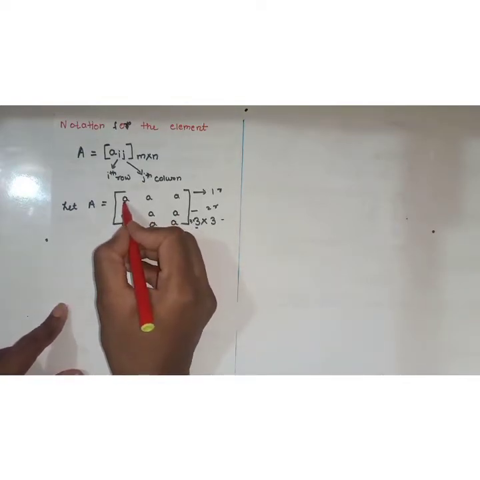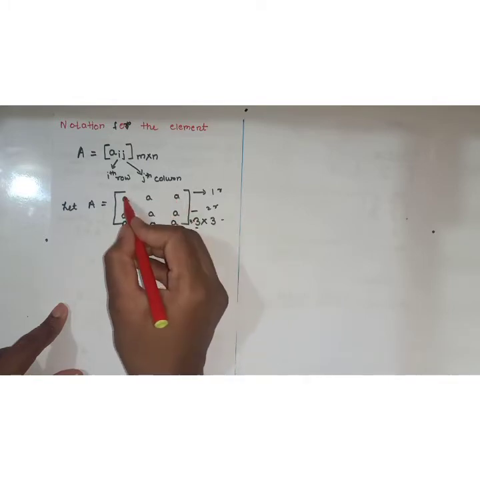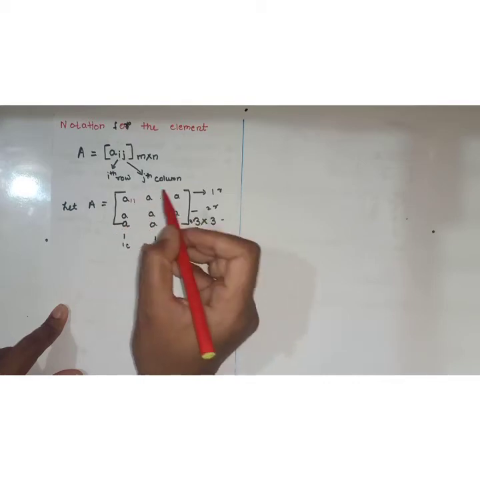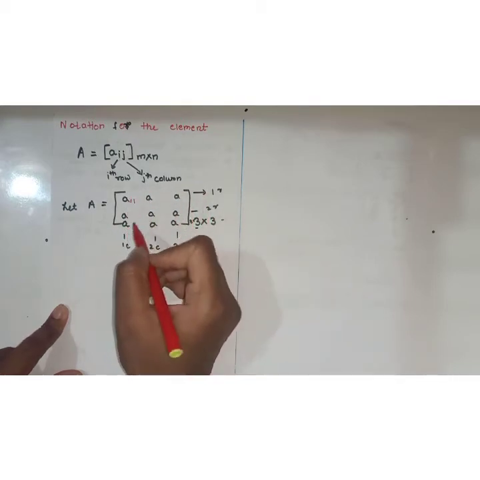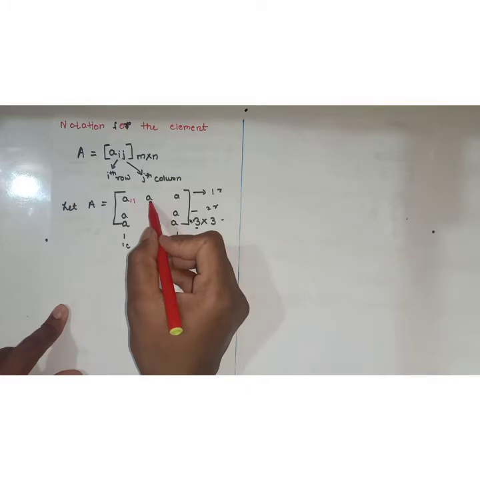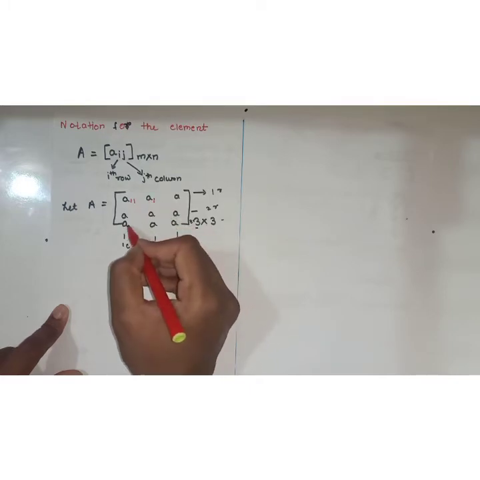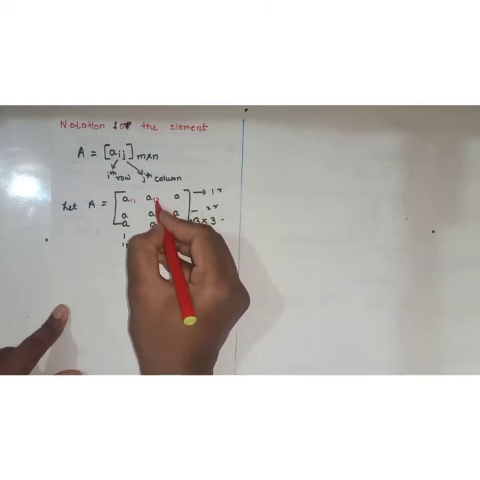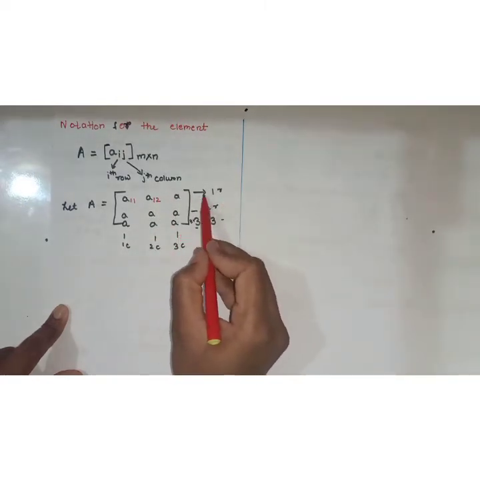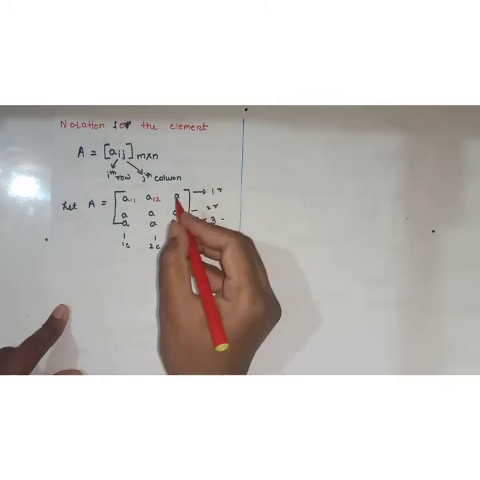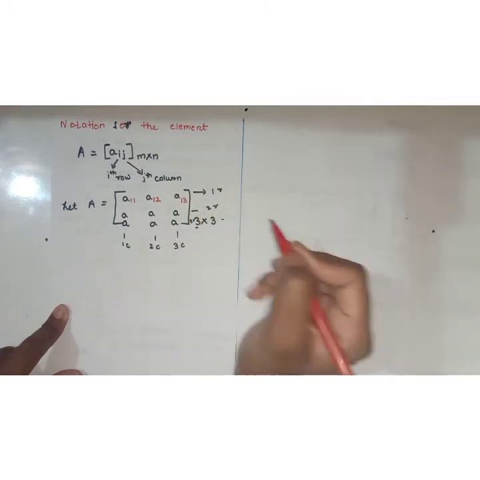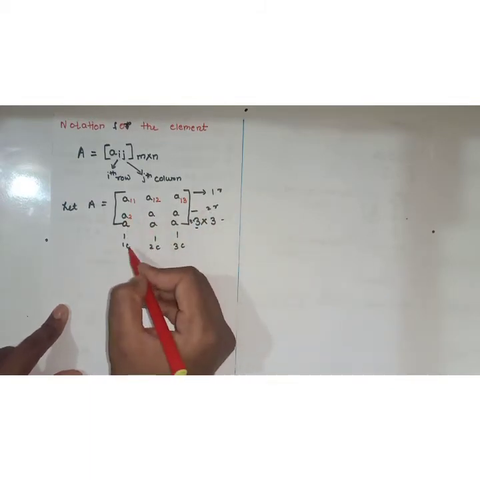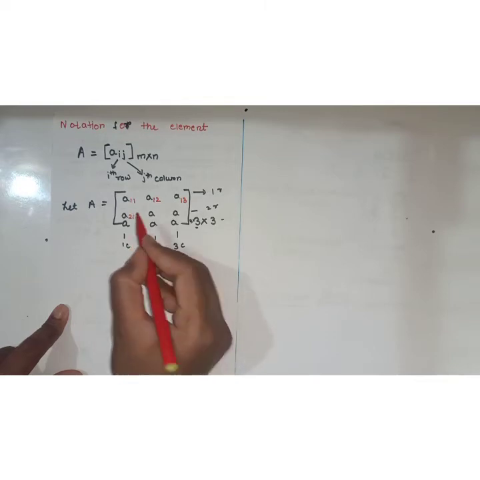Now this element falls in the first row and the first column, so its notation will be 1, 1. First row, first column. This element falls in the first row, but which column? Second column. So 1, 2. This element falls in the first row and which column? Third column, so its notation will be 1, 3. Same way, this element falls in the second row and which column? First column. So 2, 1.